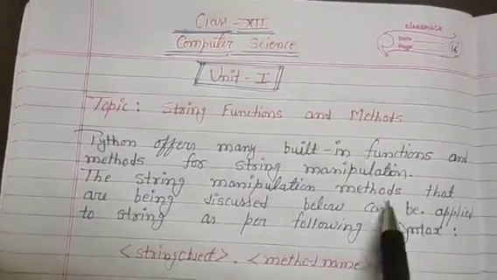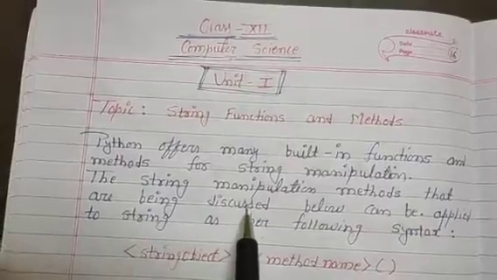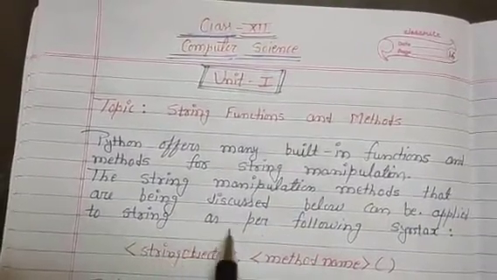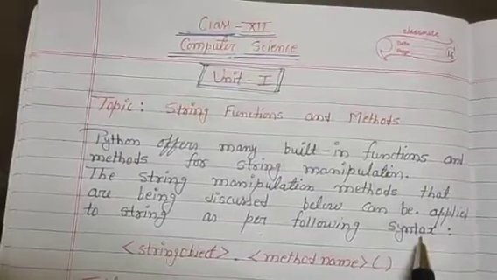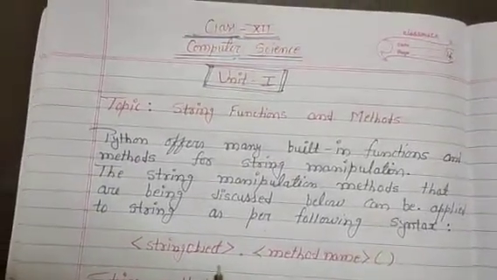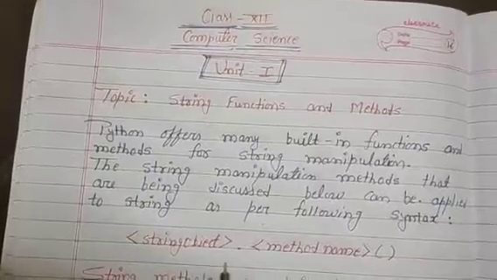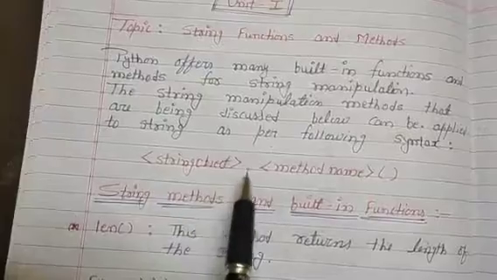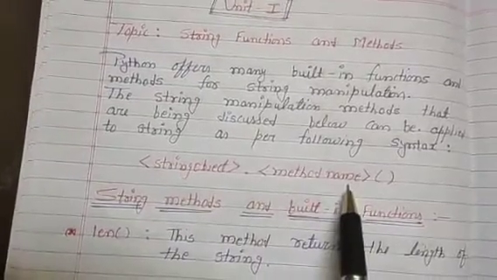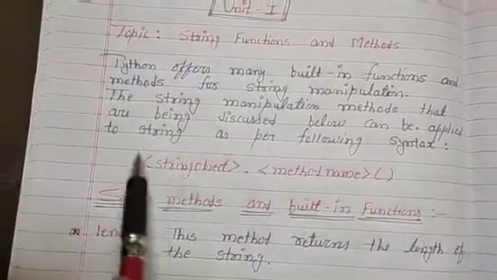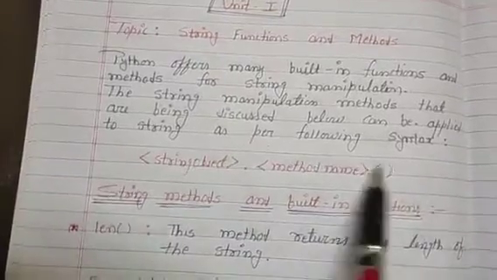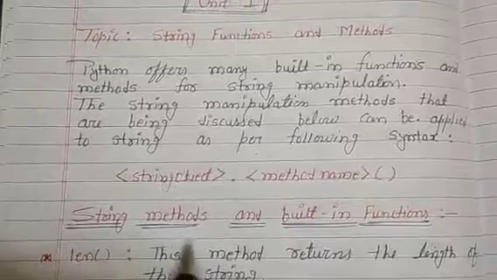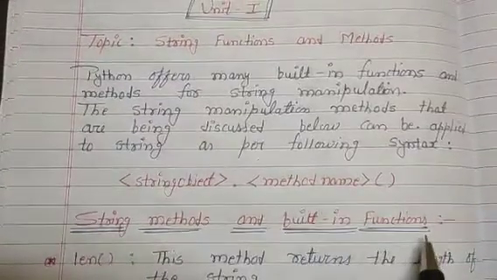The string manipulation methods being discussed are applied to a string as per the following syntax. The syntax of the method or function applied in the program is: string object, dot, method name and parenthesis. This is the syntax of applying a method or function. Now we discuss some string built-in functions.